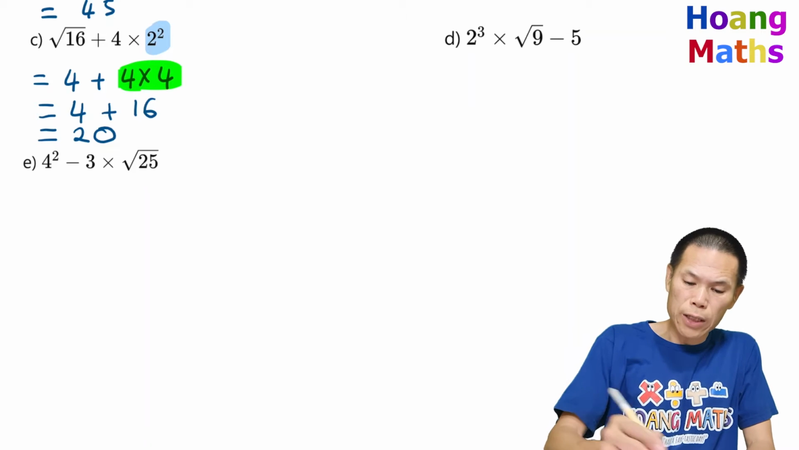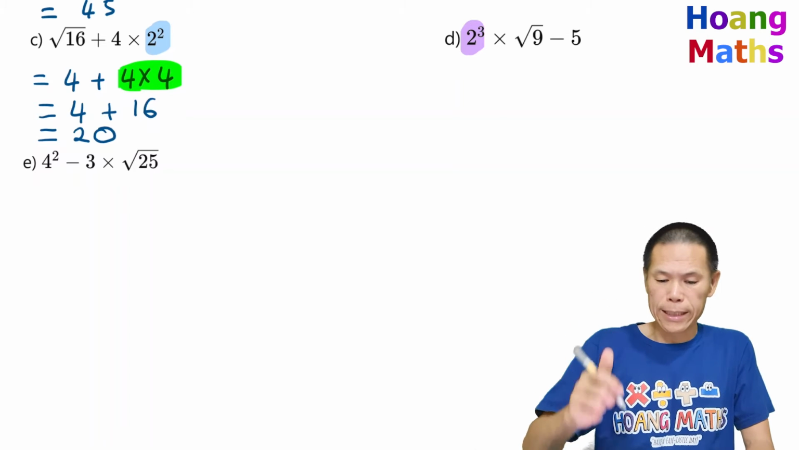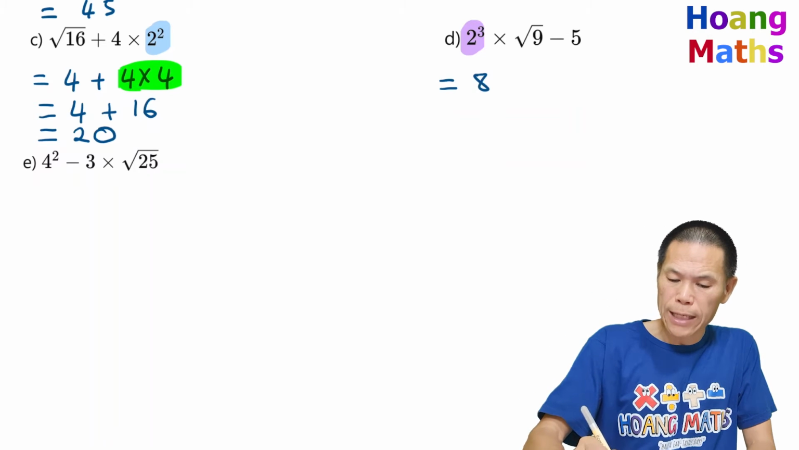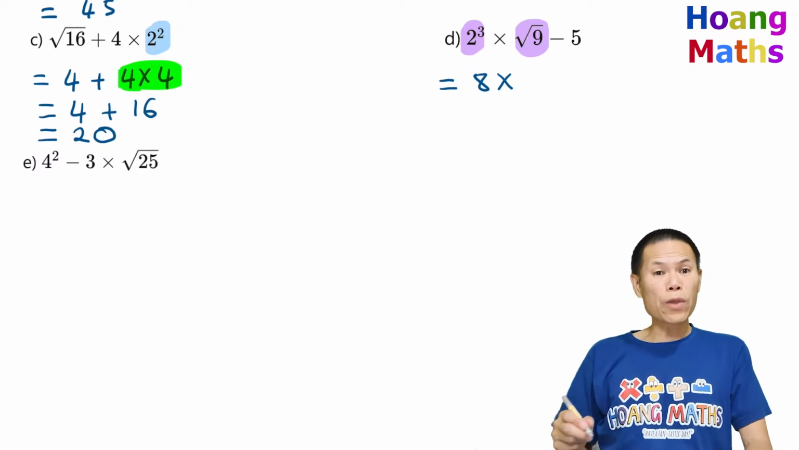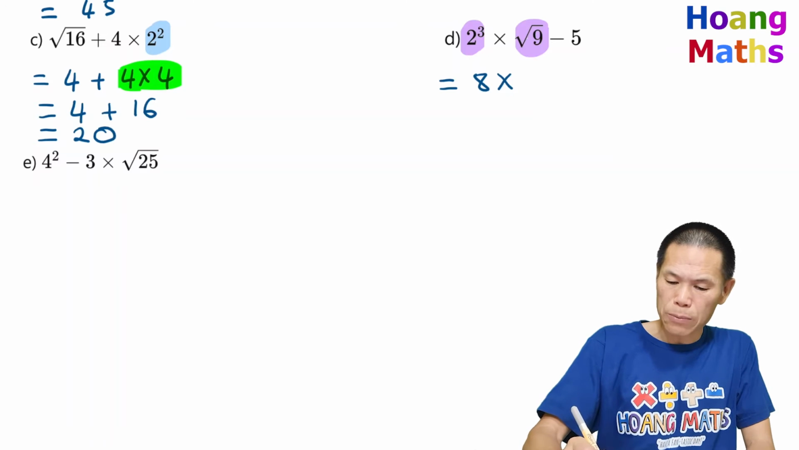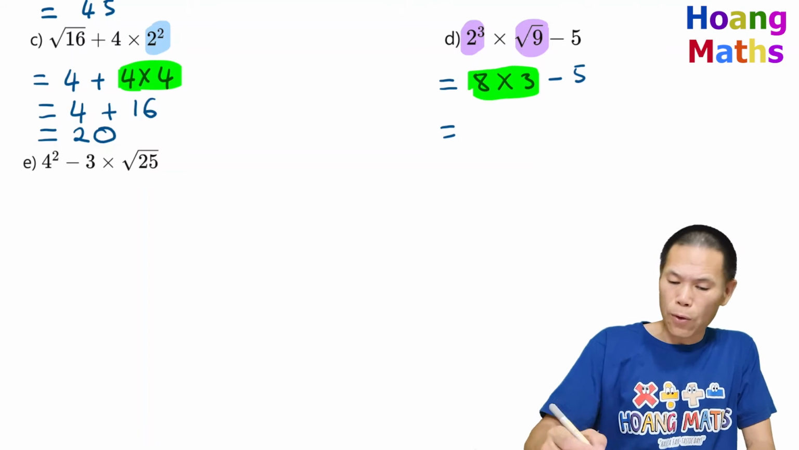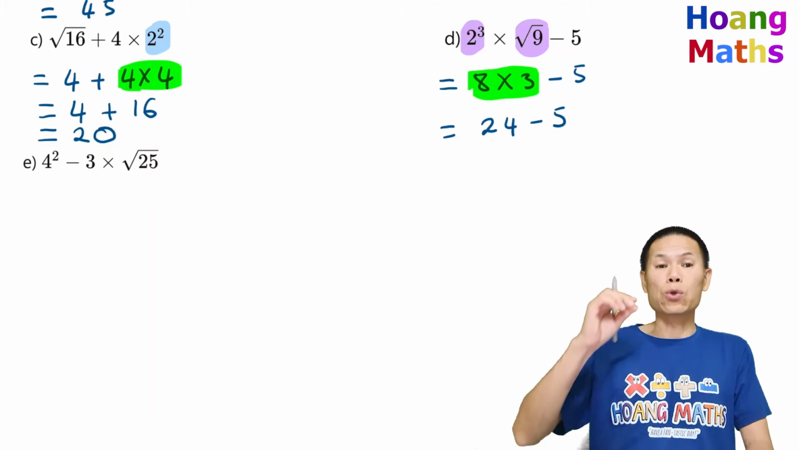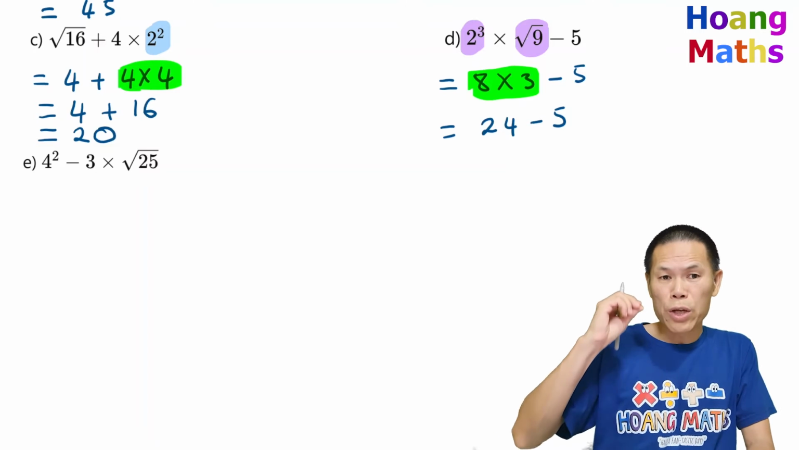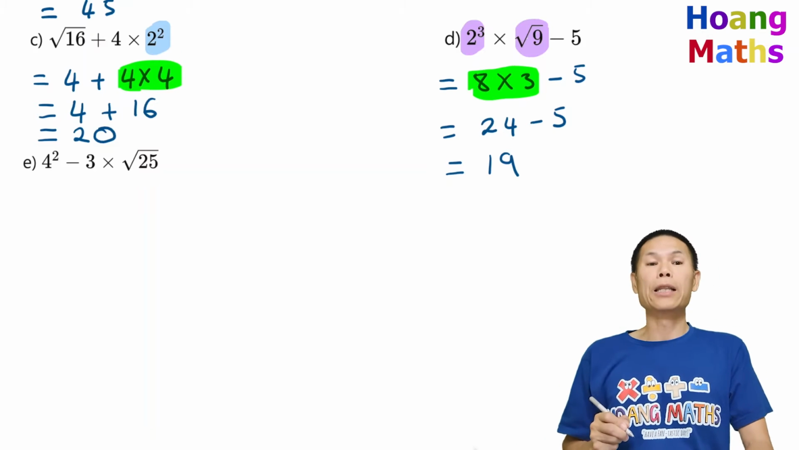Part D. So we need to work out 2 to the power of 3. And 2 to the power of 3 is 8. So write it out, which is 8. And we times square root of 9. And square root of 9 is equal to 3. So times 3. And we minus this 5 out. The answer is 8 times 3 gives me 24. So the answer is 24. We minus 5. Now 24 minus 5 is 19. And we need to add another 4 on top. So that is 19. There you go.